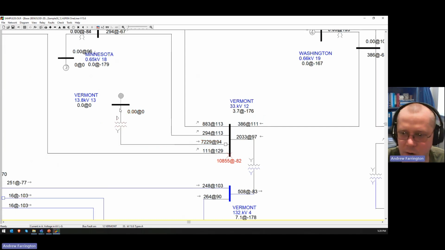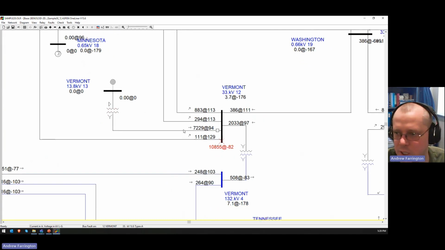Okay. This is how a grounding transformer works too, right? It's just energized from one side and yet it still provides zero sequence fault current.